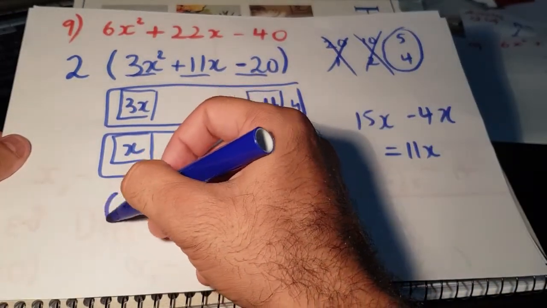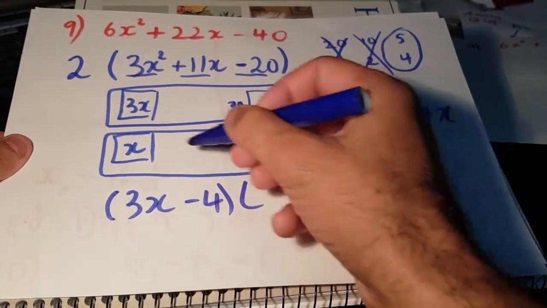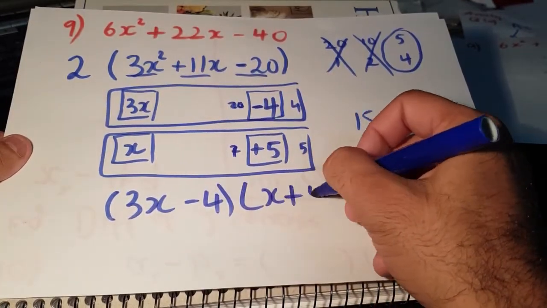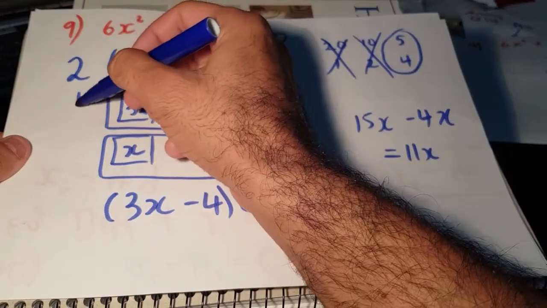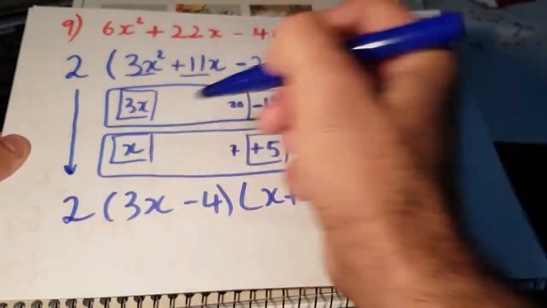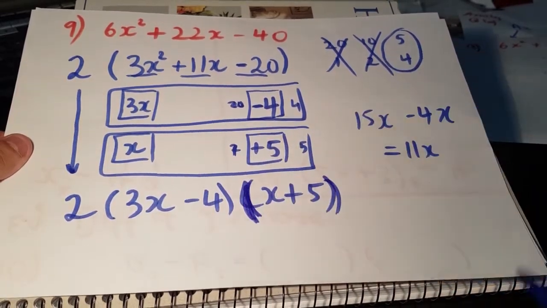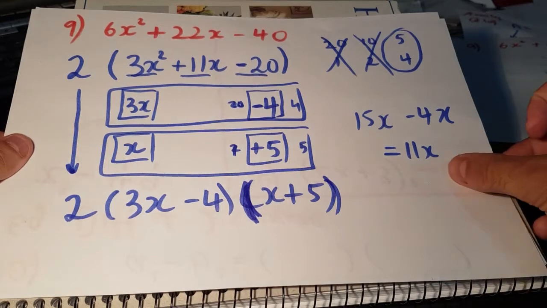So let's rewrite it. It'll be 3x minus 4, x plus 5, and we shouldn't forget this 2 out the front, because this here is our factor as well. And that's pretty much it for question 9.